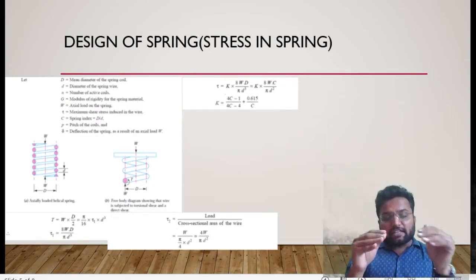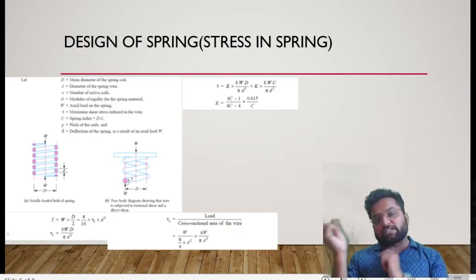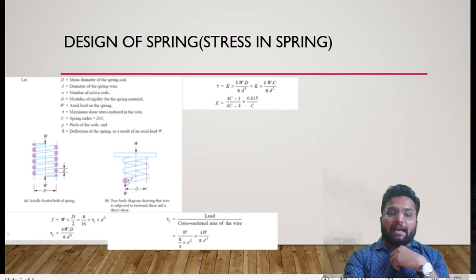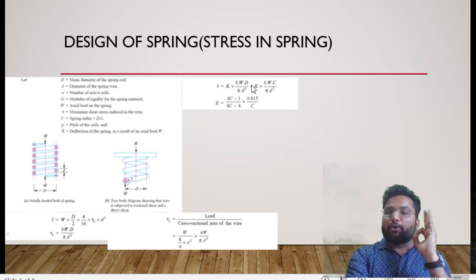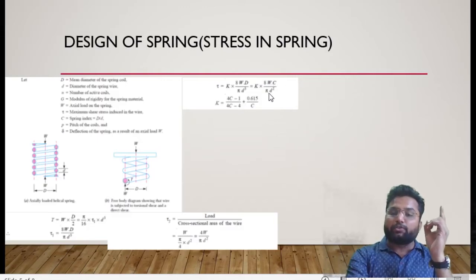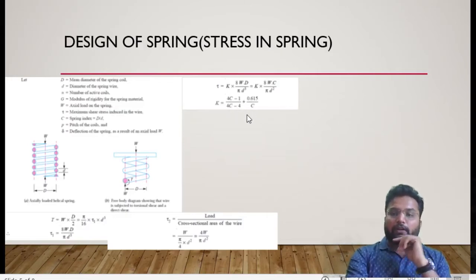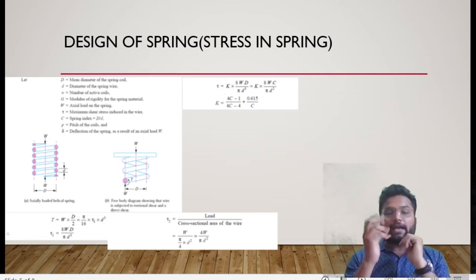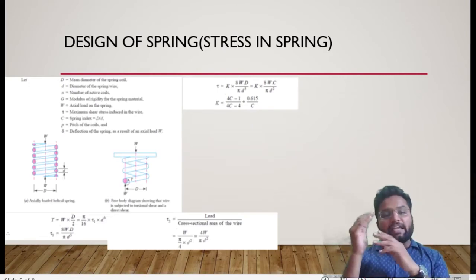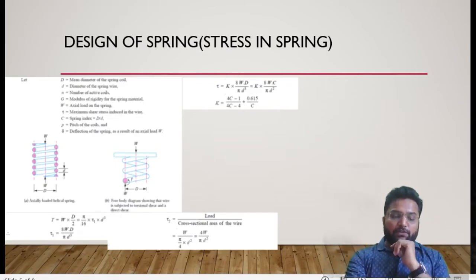Once again, for this design, we have found two types of stress: one is shear stress due to twisting and one is shear stress due to direct loading. From that, we have developed this final equation, which is total stress, K into 8WD upon pi d cubed. In terms of C, it is K into 8WC upon pi d squared, where K is Wahl's factor and its value is (4C minus 1) upon (4C minus 4) plus 0.615 divided by C. You can find C from D divided by d, which is capital D by small d. Clear? I hope you got that, design of stress in spring.